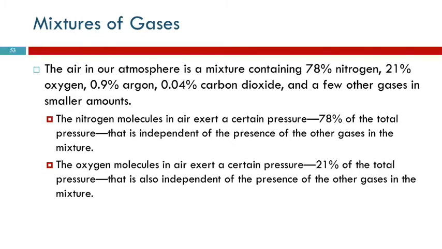So let's think about air. So air is a mixture of different gases. The composition can vary a little bit, but mostly it's 78% nitrogen, 21% oxygen, 0.9% argon, 0.04% carbon dioxide, and then some other gases in even smaller amounts. So most of air is nitrogen gas. Those nitrogen molecules in the air exert a certain pressure. 78% of the particles are nitrogen. They exert 78% of the total pressure. The pressure they exert is independent of the pressure exerted by the other gases. Oxygen molecules, 21% of the gas is oxygen. It exerts 21% of the pressure.